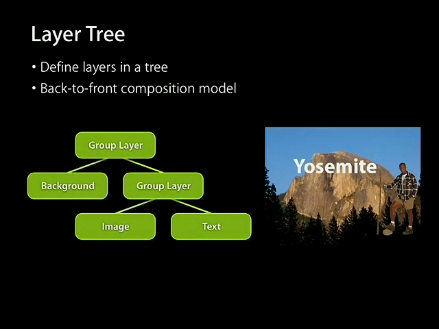So this layer tree, you've got these layers, you want to define them into a tree. And it is a very simple concept where every layer can have a sublayer. As a result of that, you can actually construct a tree. It is a back-to-front compositing model in the sense that the next thing you add will be composited on top of what was there previously.